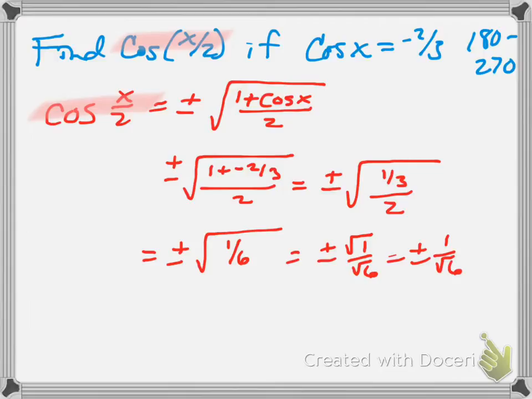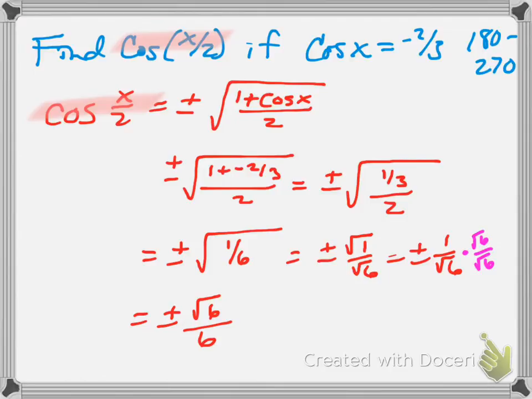And now I've got to get rid of the root on the bottom, like we've done all year. So it's going to be root 6 over 6. Right, you multiply top and bottom by root 6. We would end up with root 6 over 6. I'll let you get caught up there, then we'll talk about the plus or minus.